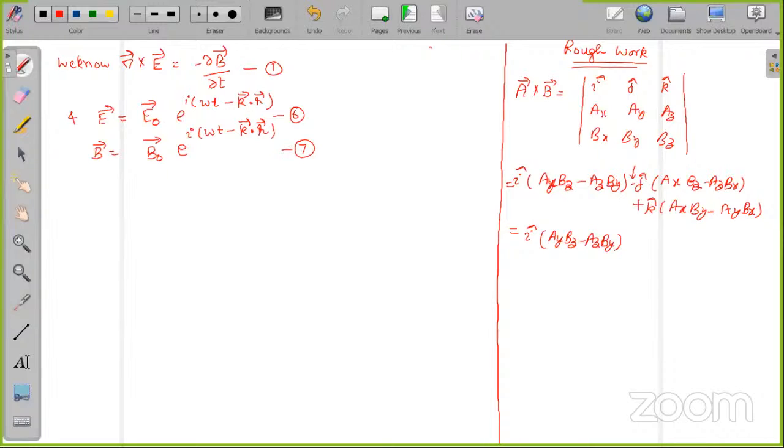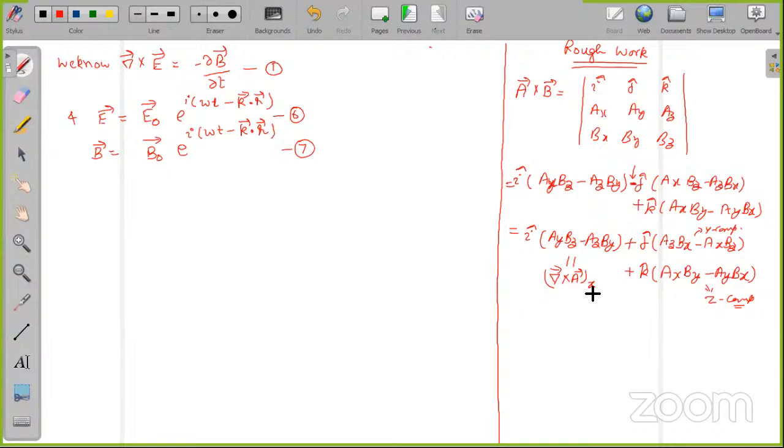AZ, BX will go at the back. Similarly, this K, I have no objection to K. Actually, I wanted all these three terms to be with the plus sign. AX, BY minus AY, BX. Is it okay? Do you have any problem with this? No, sir. Now, please see, this quantity is the X component of A cross B. Would you agree? And this is the Y component. And this is the Z component. Is it okay?